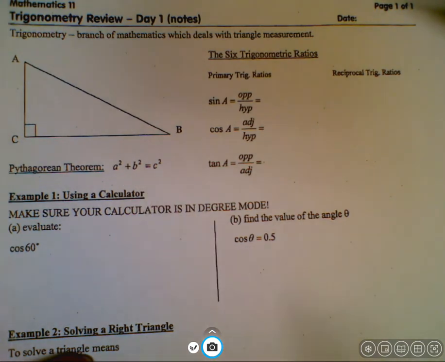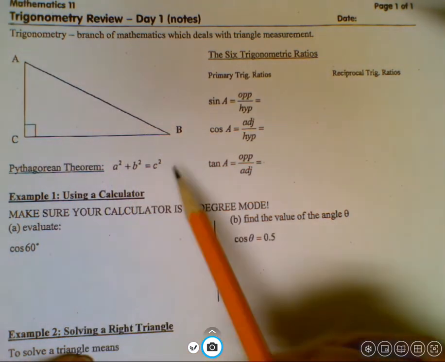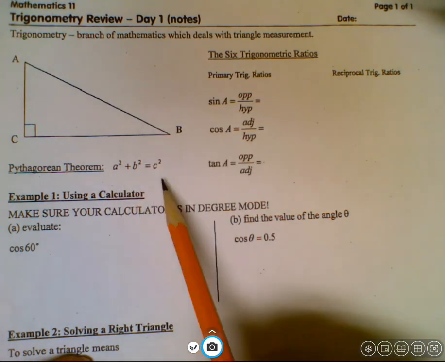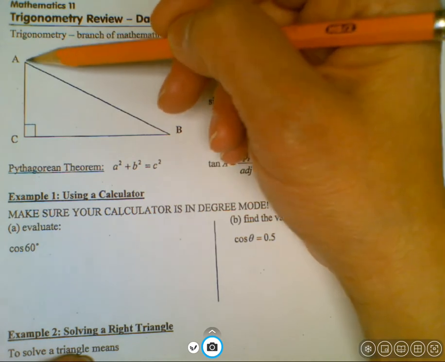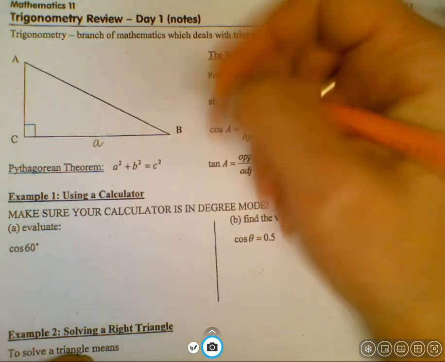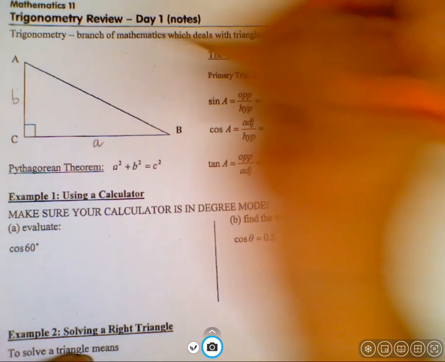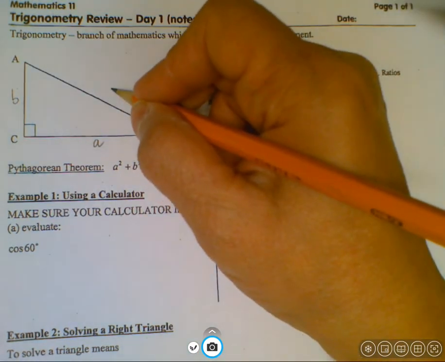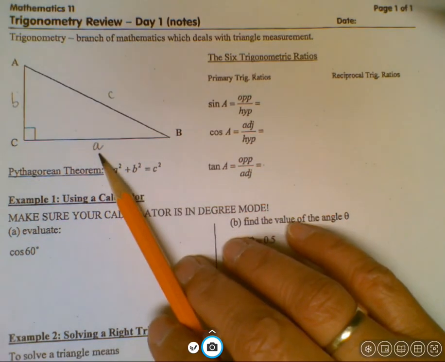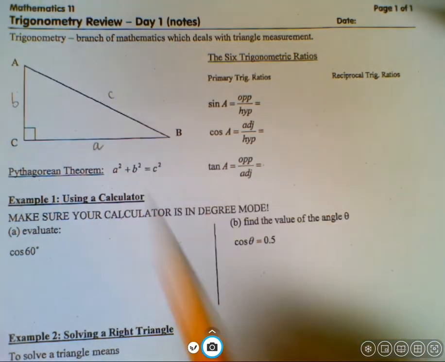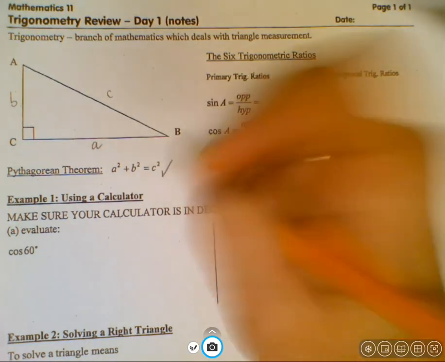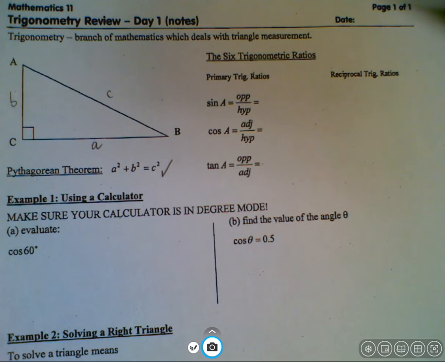And Pythagorean Theorem says this: if I take this triangle ABC and I label the sides little a, little b, and little c, so across from big A, I put a little a. Across from big B, I put a little b. Across from big C, I put a little c. Then there's a relationship that says that a squared plus b squared equals c squared. So that's the first thing that we're going to use in trigonometry. We're going to use this relationship.